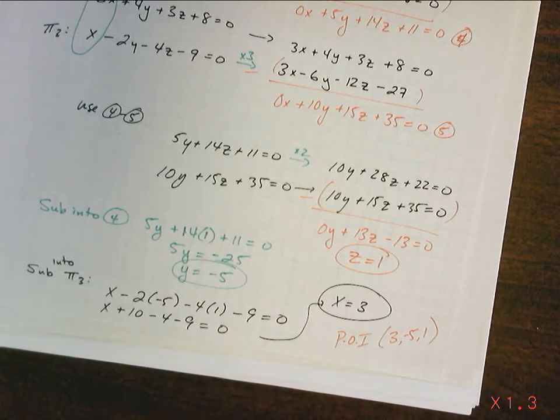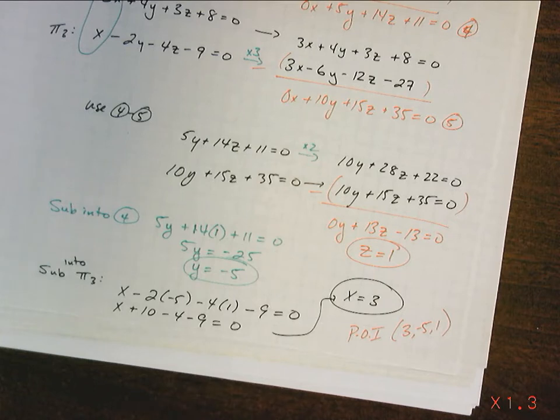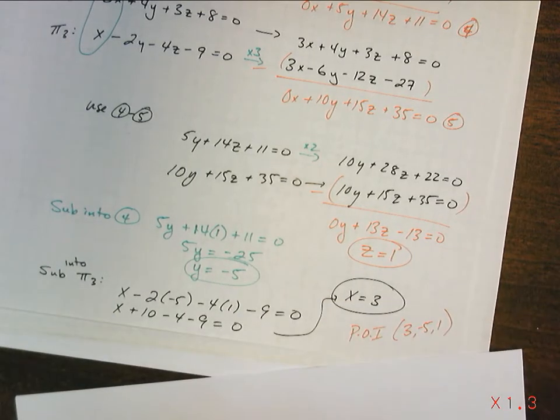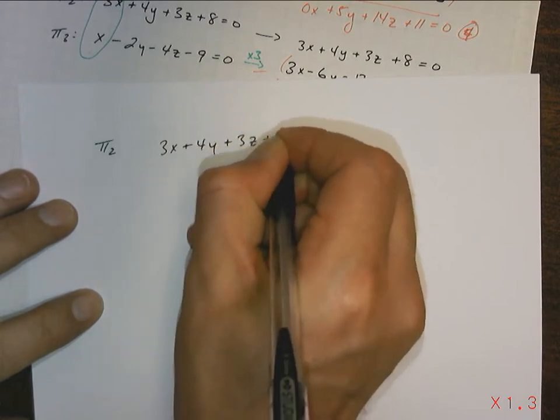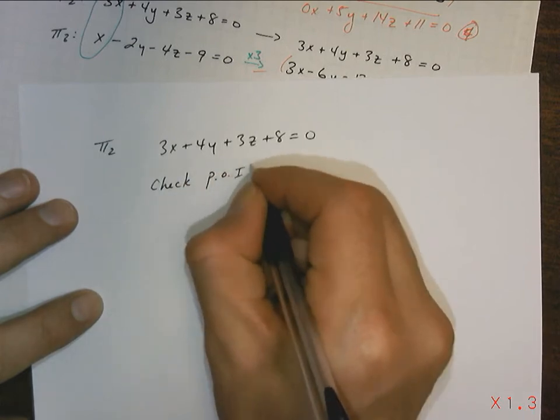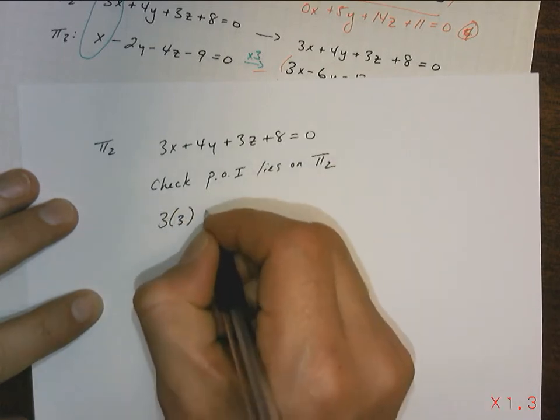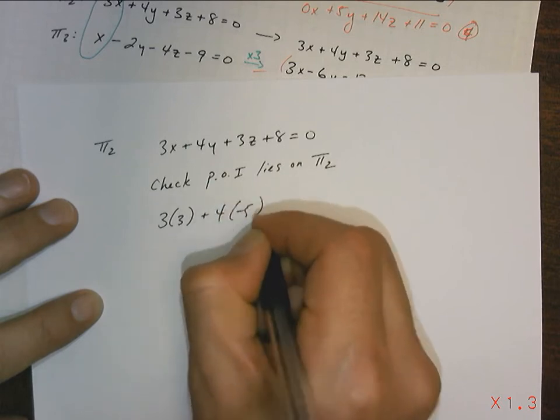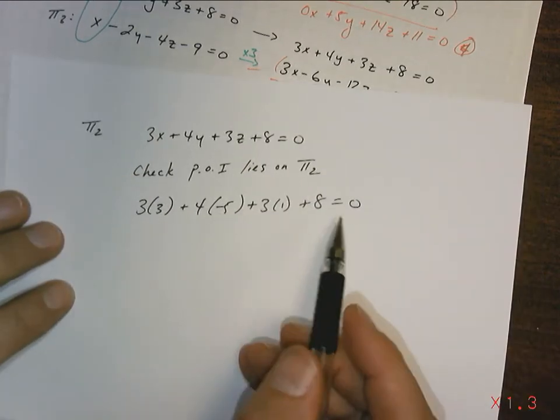Now if you want to check to see if that works, that point should satisfy any of the 3 equations. So let's pick one of them. I'll pick the second one just because I haven't used it for a little while. It is 3x plus 4y plus 3z plus 8 equals 0. Let's check. Point of intersection lies on plane 2. So it'll be 3 times 3 plus 4 times negative 5 plus 3 times 1 plus 8. Now if this works out to be 0 equals 0, then we're good to go.